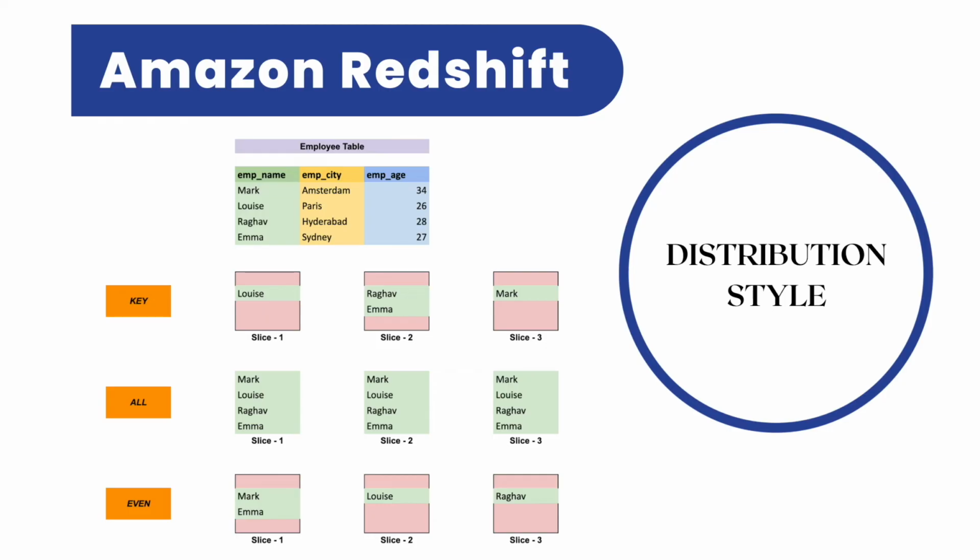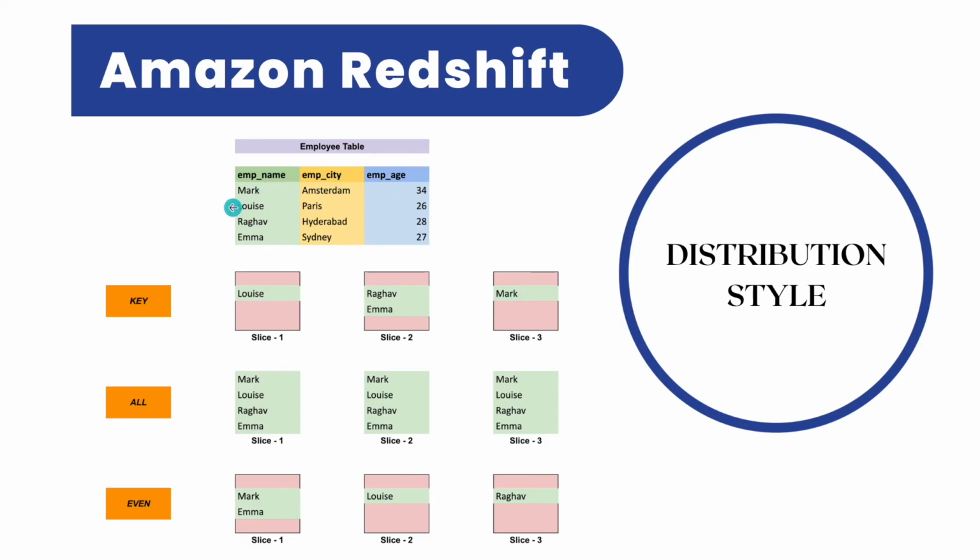So say you have a Redshift cluster with 3 slices. Slices are nothing but a part of the compute nodes. Let's understand this with an example. For this employee table, there are 3 columns. The user has determined that, okay, I'll make the distribution style key for this table, and the key will be the employee name column. So when Redshift encounters the first row value, Mark, it will go through a hashing algorithm and it will be determined that Mark will go into slice 3.